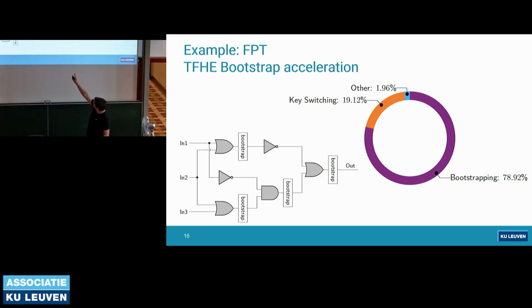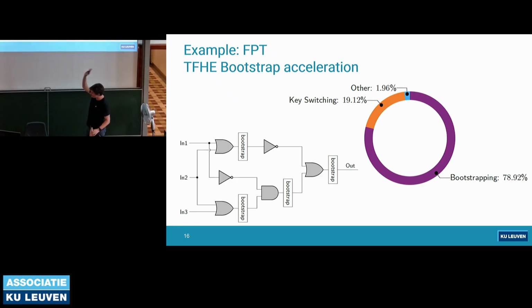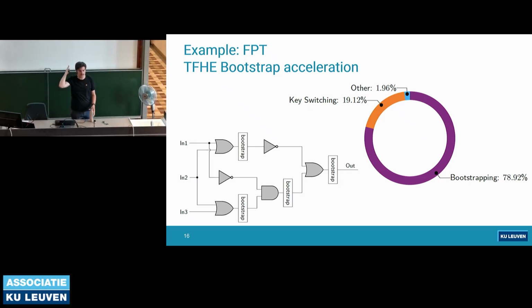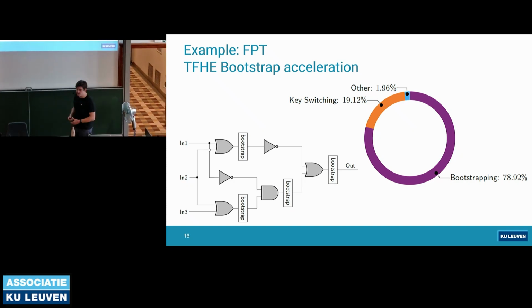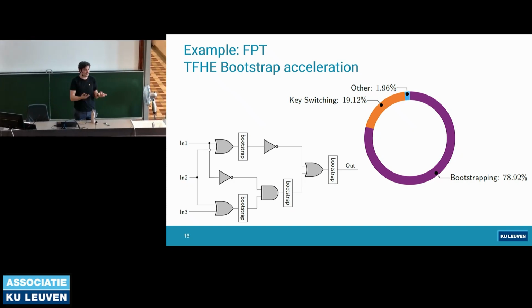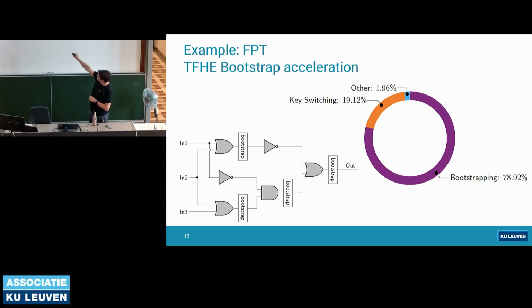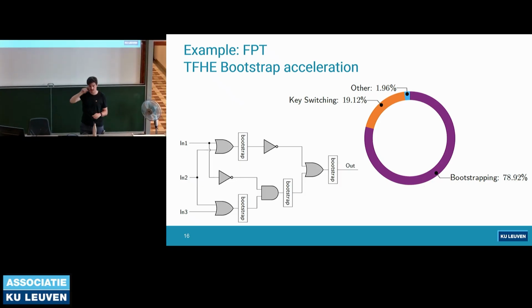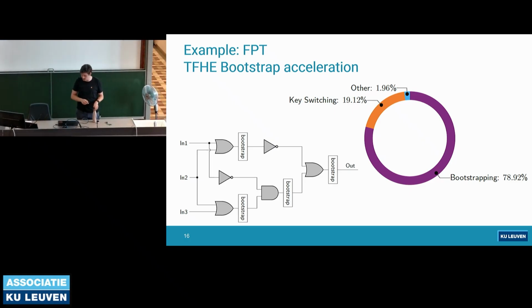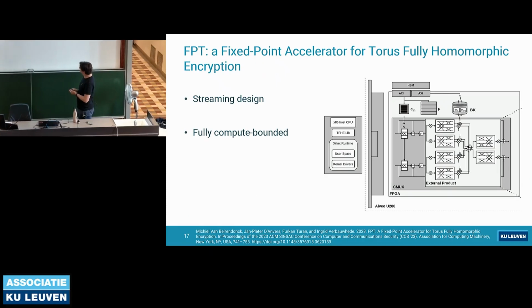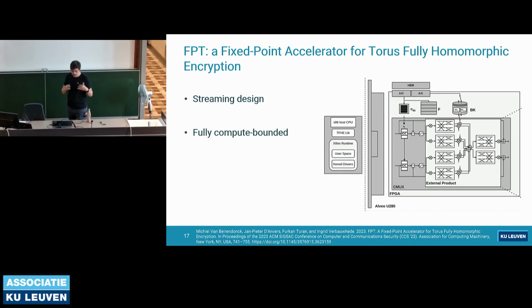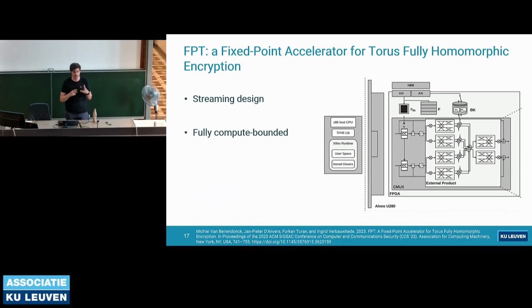We have a second operation, which is called key switching. But when we saw these results, one of the very obvious things is, if 80% of the time you're doing bootstrapping, you just put bootstrapping on a chip to accelerate your complete algorithm. So again, we want to evaluate these gates in the encrypted domain, not actually put it on electronics or on hardware. And that leads to the FPT design, which only accelerates this bootstrapping for gates.